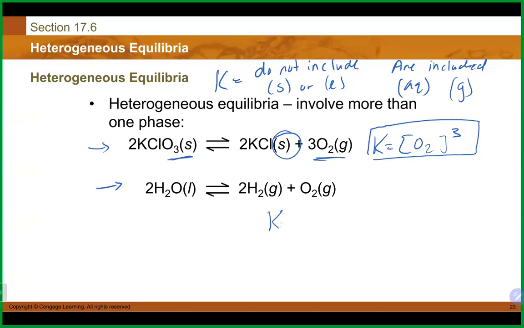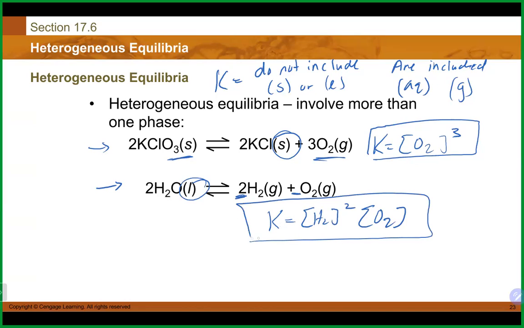Now, if we come here, our second guy, it would be our H2. Again, we would square it because of the coefficient. That would be times O2, and the coefficient here is 1, so we don't have to worry about it. That is a liquid, so that would not be included either. Any questions on those?